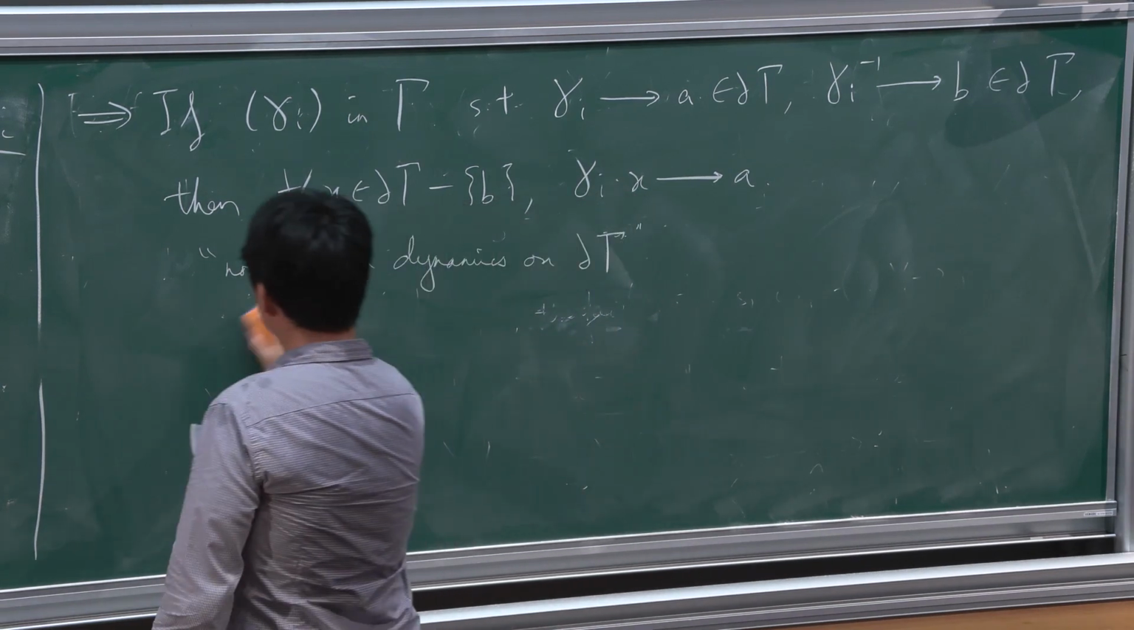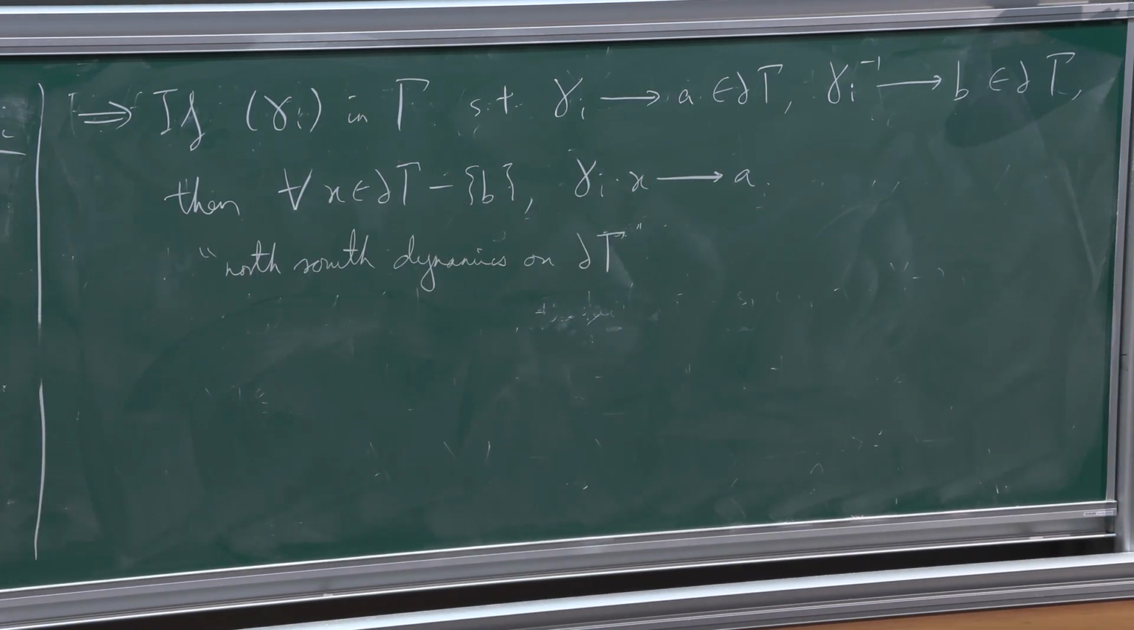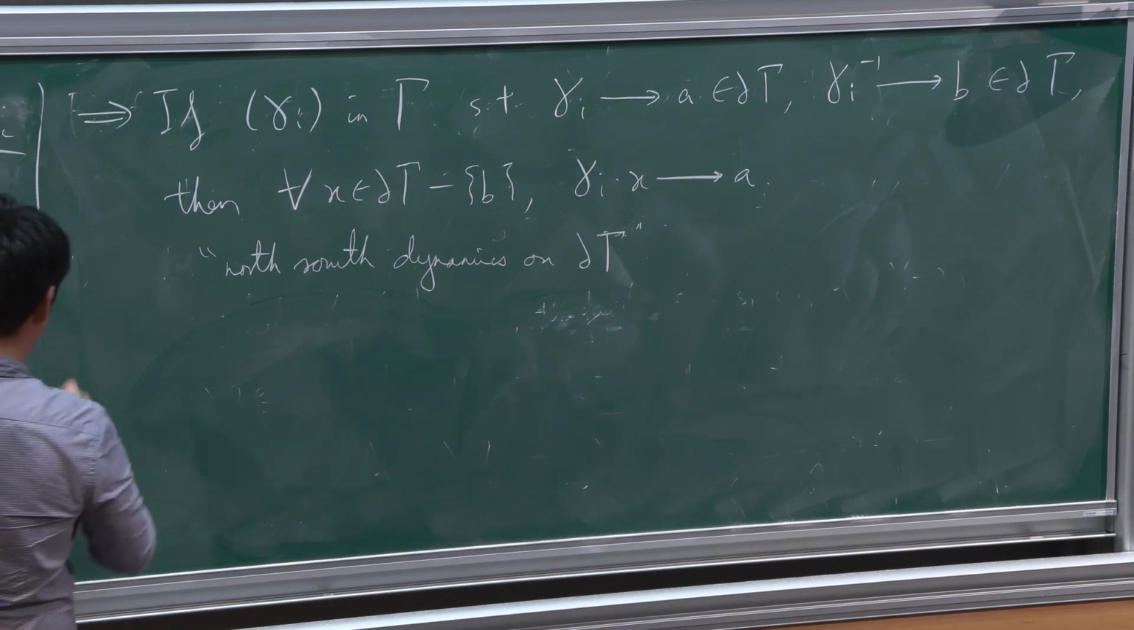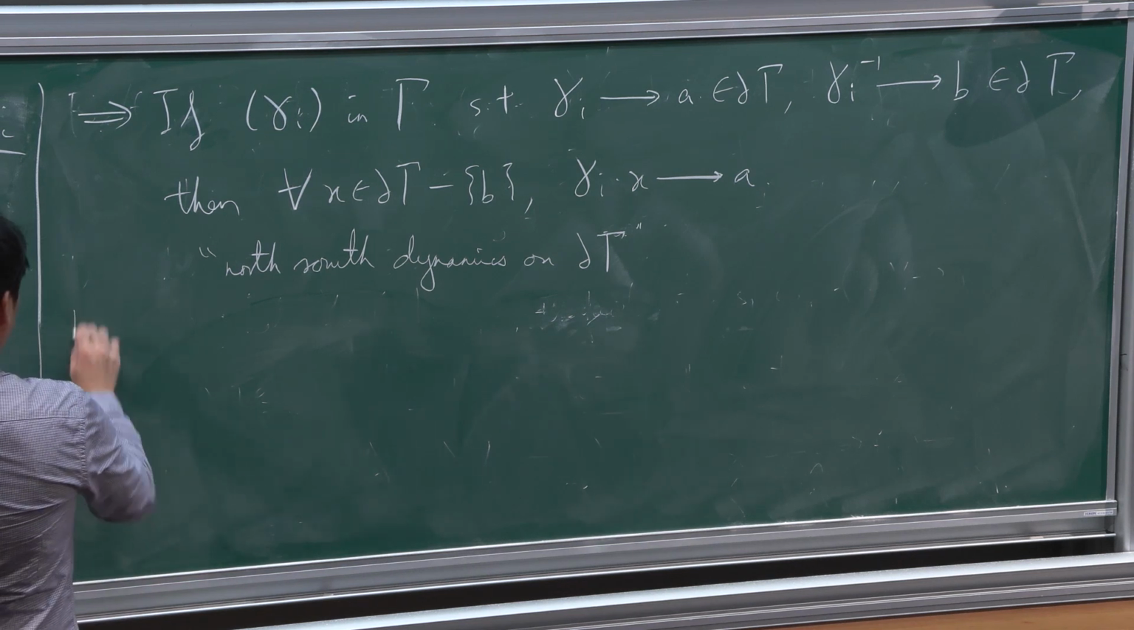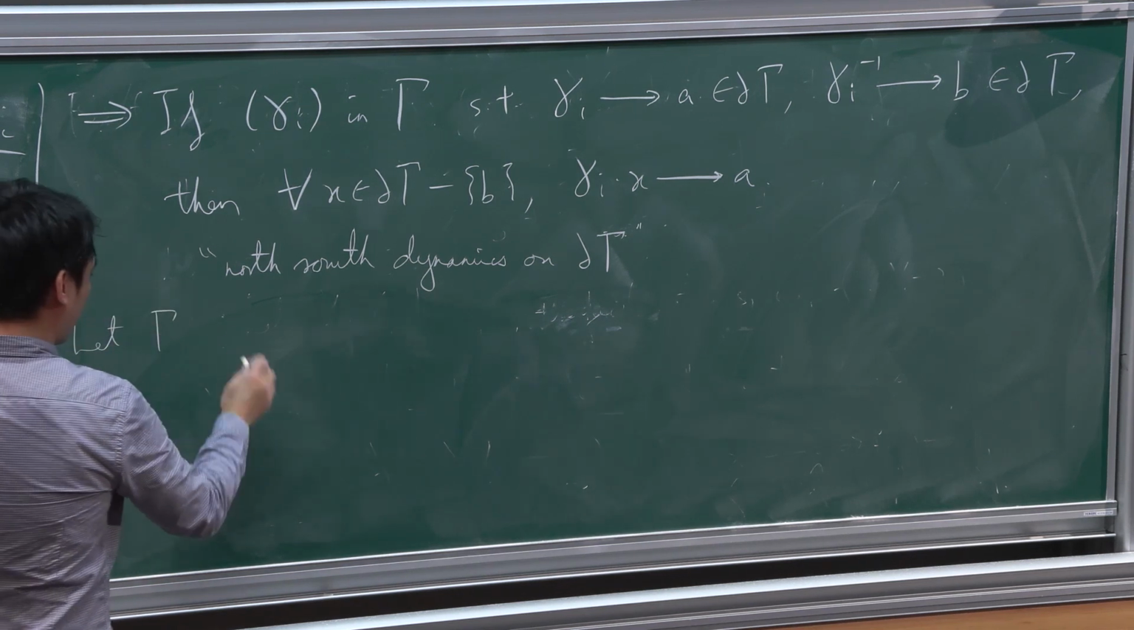One last ingredient I need before we can talk about Anosov representations is the Gromov flow space. Again, I'm going to let gamma be a proper hyperbolic metric space.